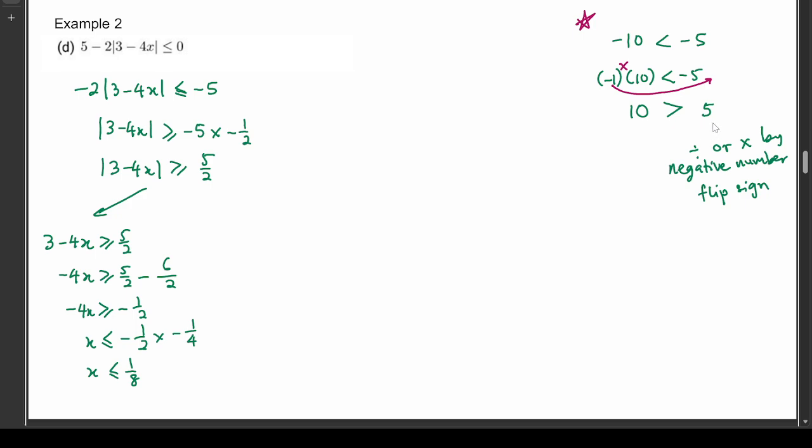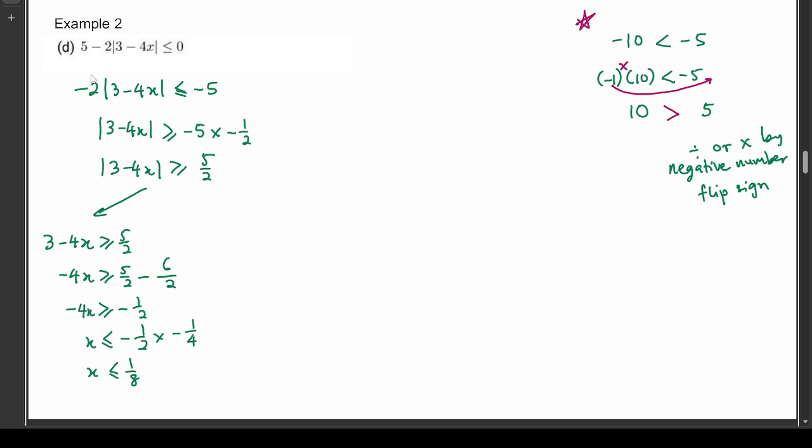Okay? So if I maintain the same sign, which is less than, this will give me a wrong answer, because 10 is not less than 5. 10 is more than 5. So this sign should be flipped. That is the reason why whenever we divide or multiply by a negative number, you have to flip the inequality sign. Or else it's wrong.